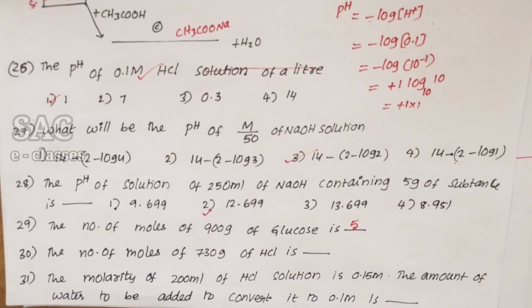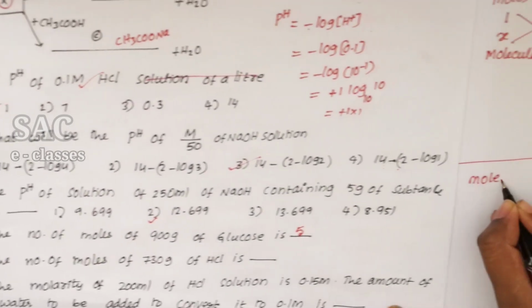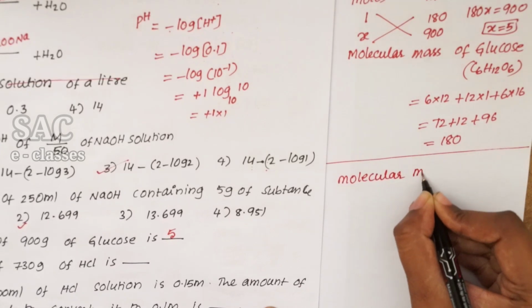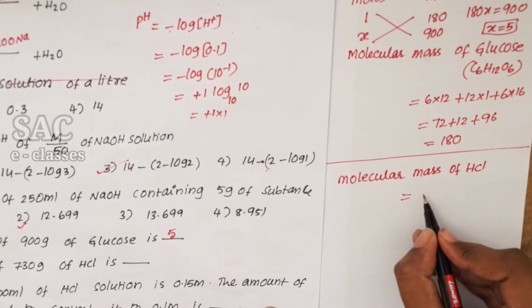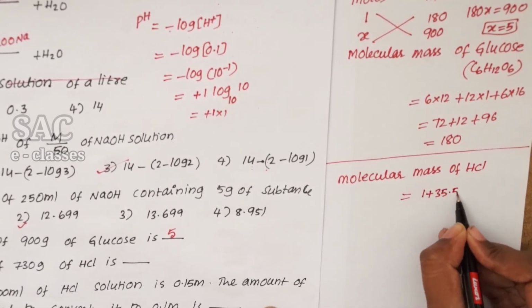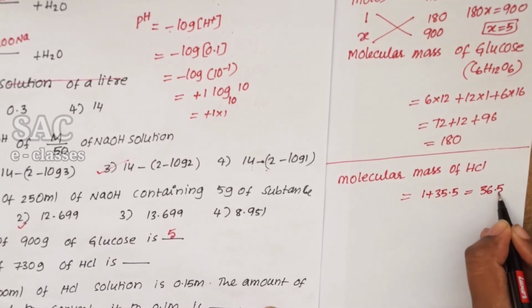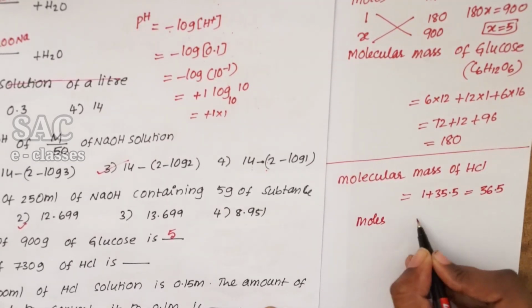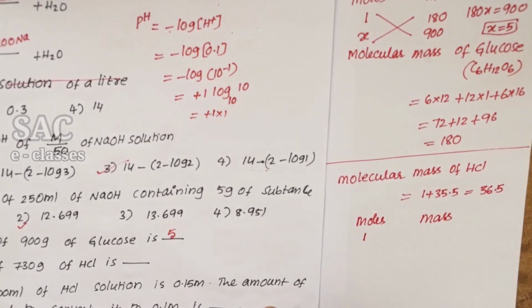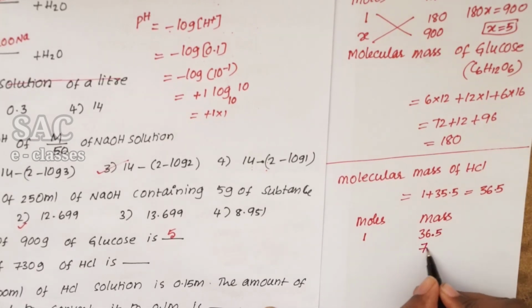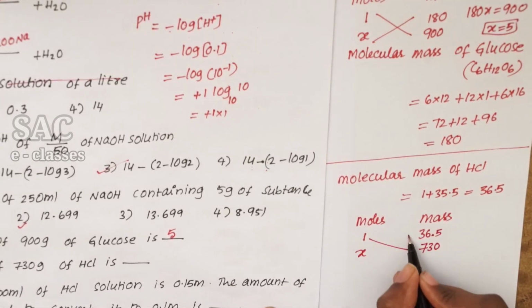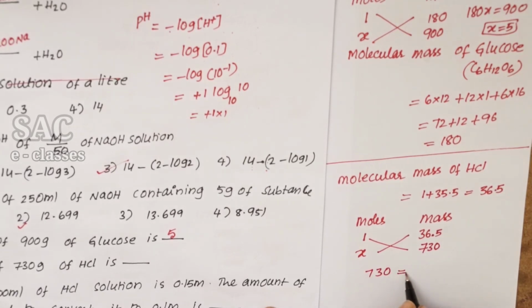Now look at problem number 30. The number of moles of 730 grams of HCl. If you want to find out how many moles, first of all you need to know the molecular mass of the substance HCl. The molecular mass of HCl is 1 plus 35.5, which is 36.5. 1 mole of HCl is 36.5 grams. With this, 730 grams is there. Now we are going to calculate how many moles. 730 is equal to 36.5 into x.